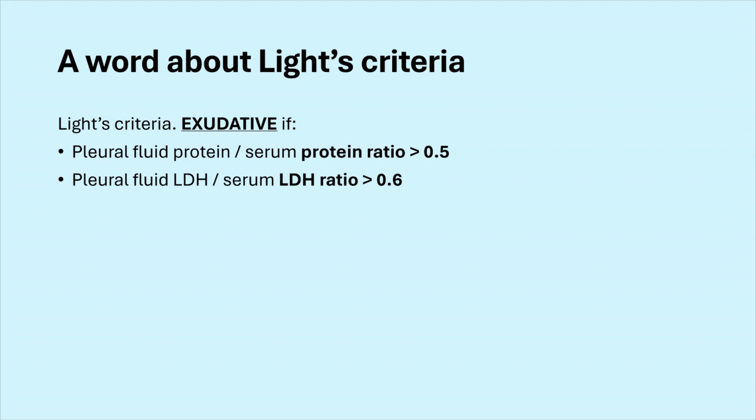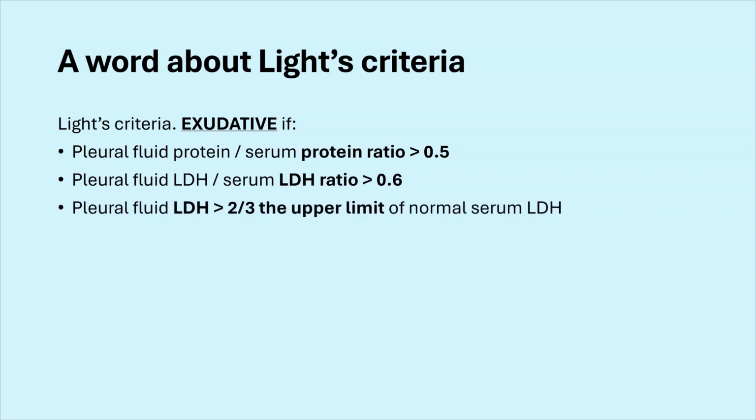LDH, again a marker of cell death. Lactate dehydrogenase is an enzyme stored in many cells inside for anaerobic respiration. When these cells die, a lot of this enzyme is released. If the ratio of the LDH in the pleural fluid is greater than 0.6 compared to the serum LDH, again this is more suggestive of exudate cause. Another way to determine LDH is checking whether the pleural fluid LDH is more than 2/3 of the upper limit of the normal serum LDH.